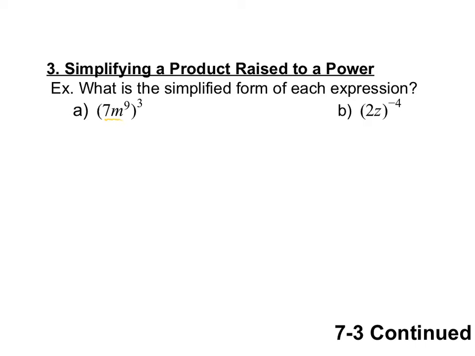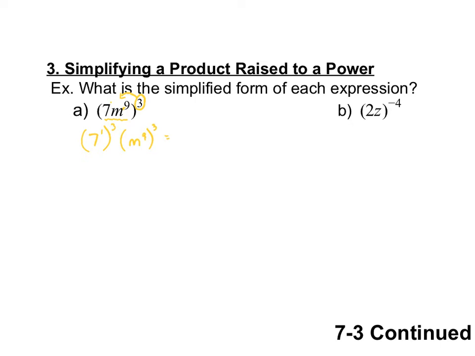The stuff inside the parentheses: we should know that that is 7 raised to the first power, and this 9 exponent goes to the m, and so that's what's inside the parentheses. And then outside the parentheses, we should know that this 3 exponent goes to everything inside of the parentheses. So if we rewrote it, it would be 7 to the 1st raised to the 3rd power times m to the 9th raised to the 3rd power.